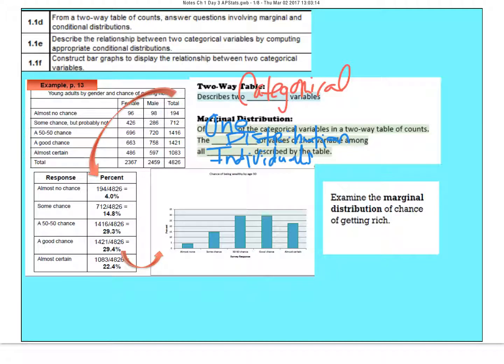Now, what if they want the marginal distribution computing the relative frequencies of those counts? All I would do is, for example, for almost no chance, take the 194 and divide it by the total. This represents the marginal distribution by the percentages. Now we will wrap up our notes talking about how you would make a bar chart for that, and this is just a quick example. So let's dive into an example in your packet.